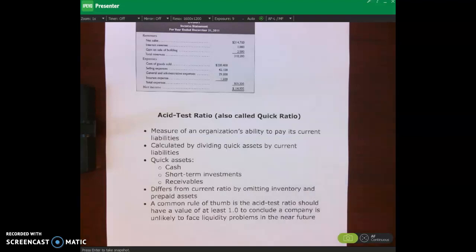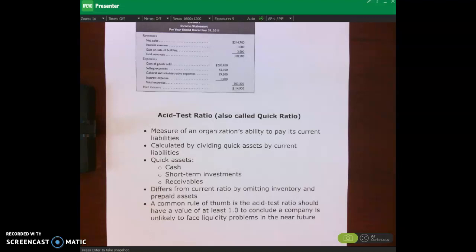So the quick ratio is also called the acid test ratio, and it takes a subset of current assets that are highly liquid. What do I mean by liquid? It means that they can be quickly turned into cash. So it takes a subset of our current assets that are highly liquid and divides those by the current liabilities.